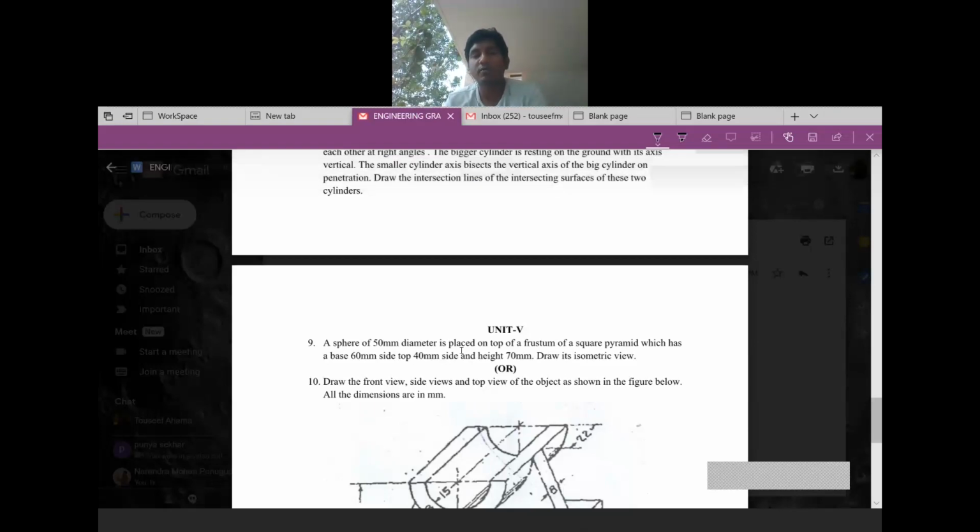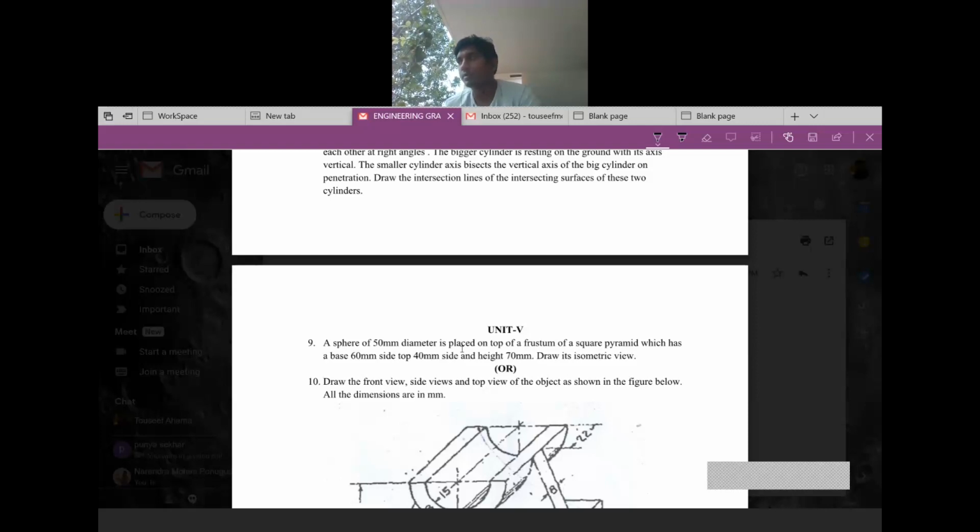A frustum of a square pyramid means it is a cut section of a pyramid, where the top also has a square and the bottom also has a square. When you consider a normal pyramid, you have only the apex at the top. The normal pyramid will be like this, but the cut section leaves another square. This one will be your frustum of a square pyramid.